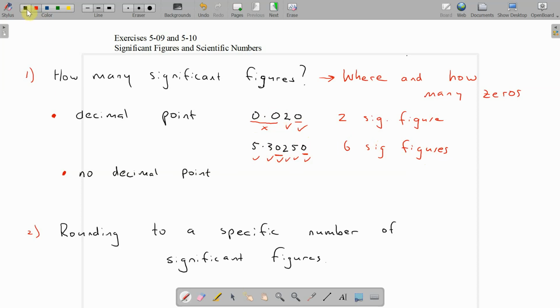Okay, there's no decimal point. Let's go with 532,000. Okay, so with ones without a decimal point, you don't count the ones at the end. These ones, not counted. With no decimal point in a number, don't count the zeros at the end. So this one has 3.